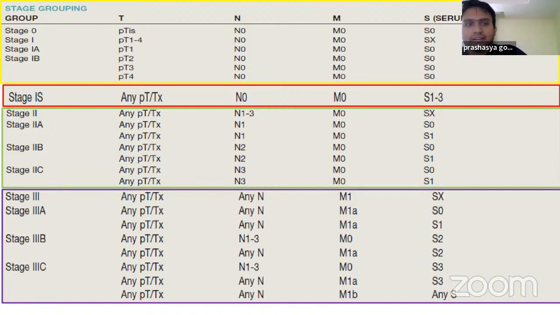Stage 2 is characterized by any local pT stage, but it is characterized by nodal disease. Up till 2B, it is considered to be early, where the nodal stage is N2. And from 2C, it is considered an advanced disease, when the nodal stage becomes N3. Stage 3 is characterized by metastasis.